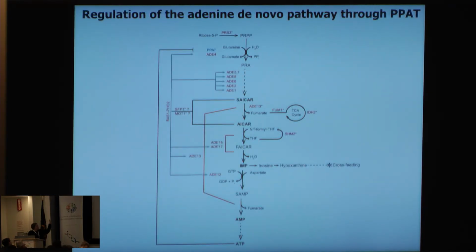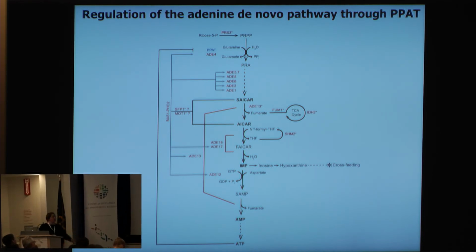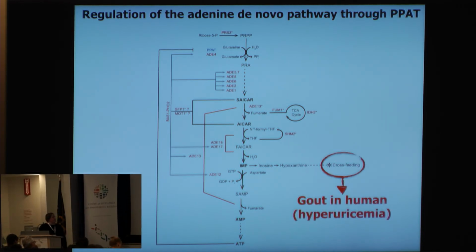So this is basically a summary of what I told you. We humanized a metabolic pathway in yeast. There's a lot more details that I couldn't go into today, but you can come and ask me. I also showed you that we found out a few things about the regulation of the pathway, and we found out that this might be a good model for gout in yeast.